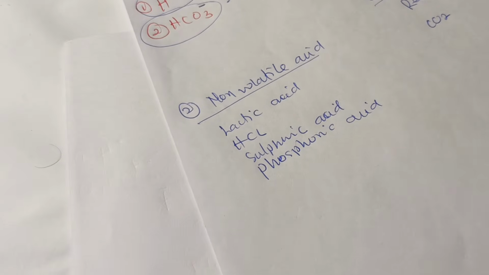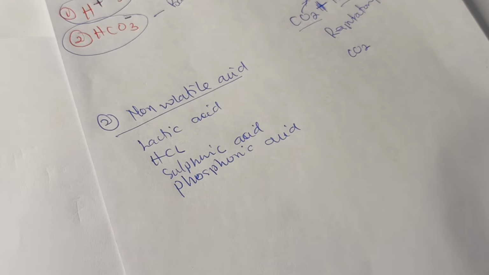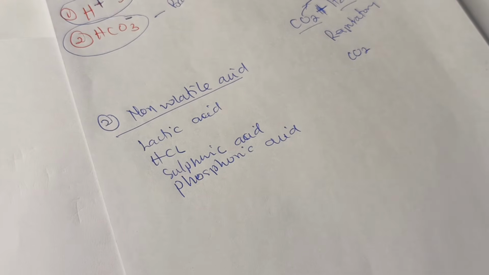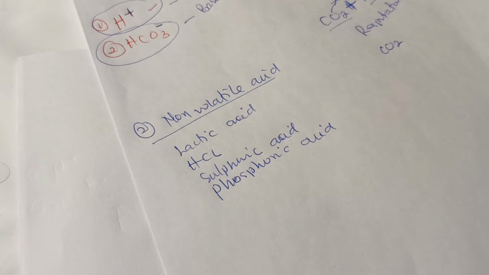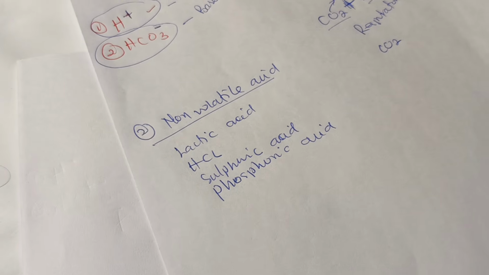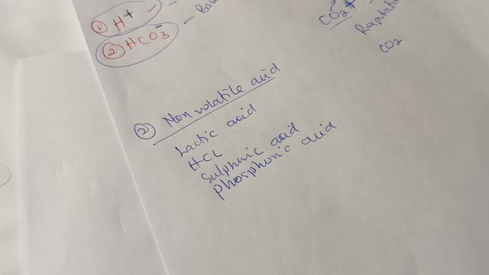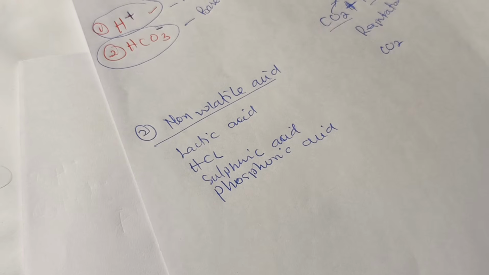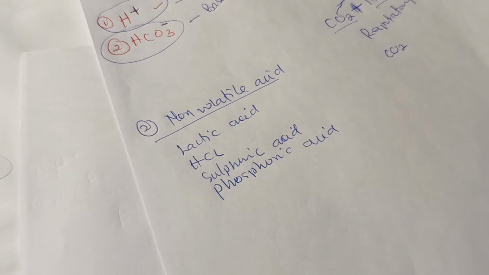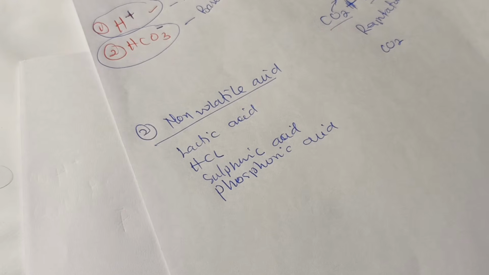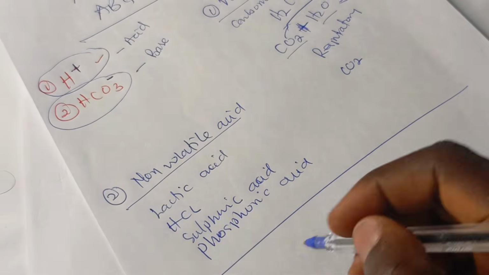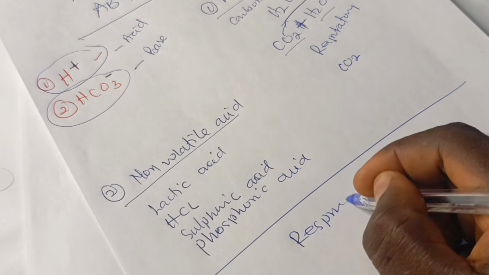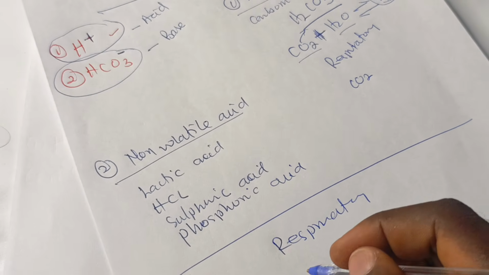You have heard of lactic acid before. When we are exercising, it can accumulate in the muscles. Hydrochloric acid, you all know that it is in our stomach. It aids digestion. So these are non-volatile acids. Now, let's go on. There are two systems based on this. Let me introduce you to the two major systems that regulate acid-base in the body. They are the respiratory system and the renal system.